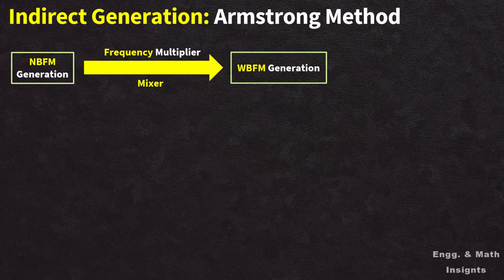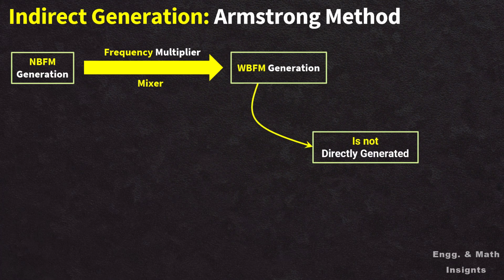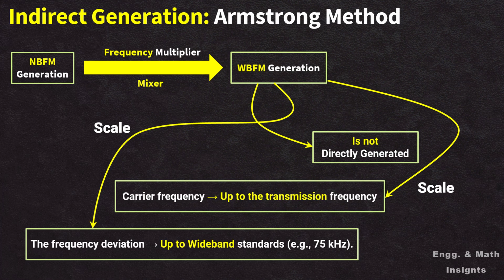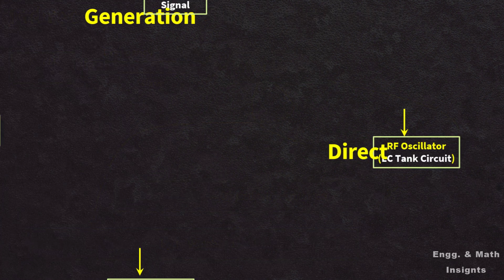of WBFM generation. In the indirect method, we do not generate the wideband frequency modulated signal directly at desired frequency and deviation. Instead, we first create a narrowband frequency modulated signal, which is easy to generate using a phase modulator. Then, by passing this narrowband frequency modulated signal through frequency multipliers and mixers, we indirectly scale the carrier frequency up to the transmission frequency and the frequency deviation up to the wideband standards, which is up to 75 kilohertz. So the wideband frequency modulated signal is obtained indirectly as a result of multiplying and translating a narrowband signal. This is why it's called the indirect method.